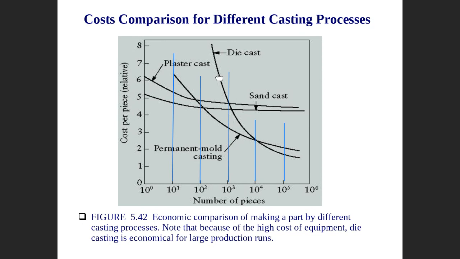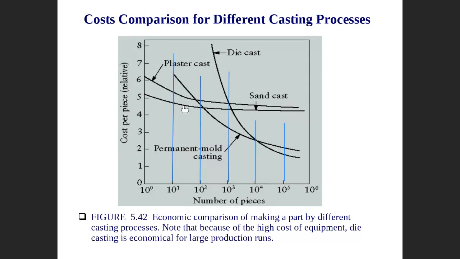Die casting is a permanent mold also. This is a general permanent mold, and this is die casting, which is one of the permanent molds. Die casting is very viable when you have a very high production rate, 100,000, or a million and so on. Then this one is totally not viable. You cannot use sand casting and plaster casting; they will be totally not viable to use here.